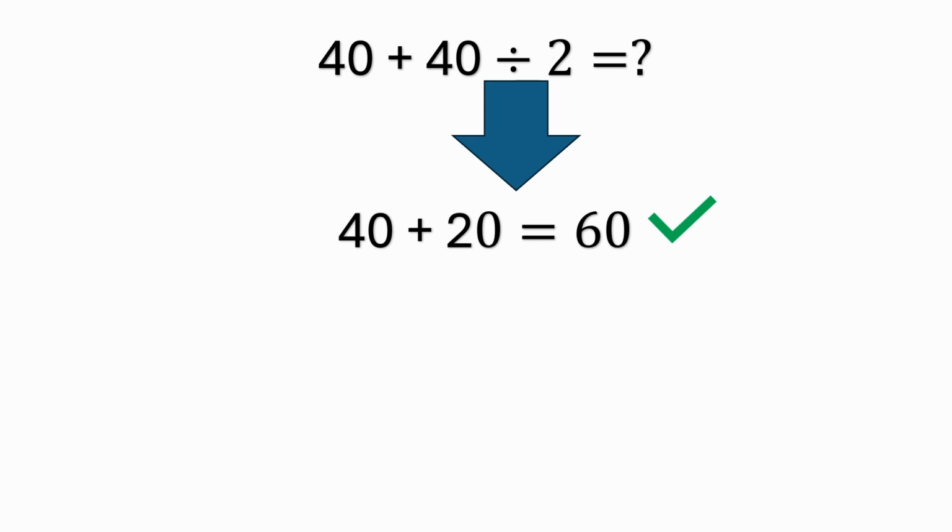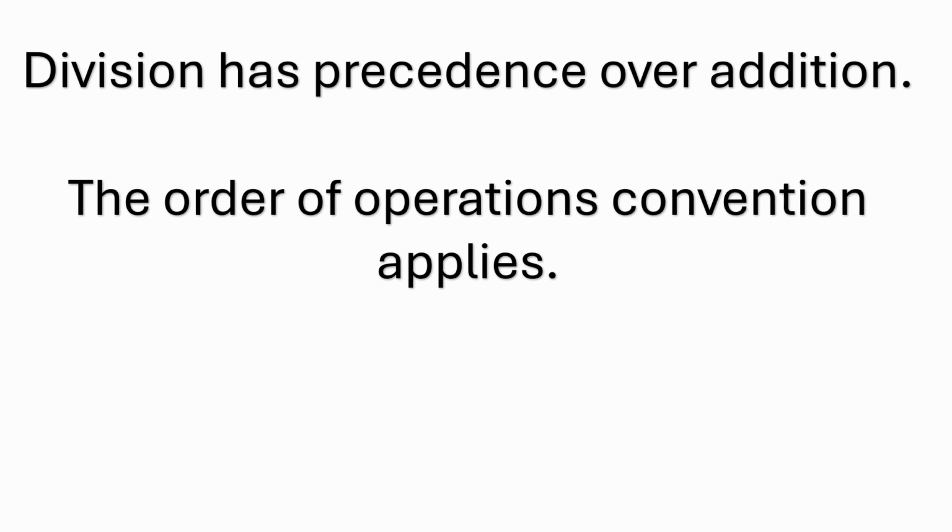I do see a lot of people that believe that you solve left to right, which means they've just forgotten what they were taught in school. This is a basic fundamental mathematics concept that's been taught longer than anybody's been alive. This order of operations goes way, way back, but a lot of people forget it and they just assume left to right. So a lot of people are going 40 plus 40, getting 80, divided by 2 and getting 40, but that's incorrect. And there's a good reason for that too. Division has precedence over addition, and the order of operations convention applies.